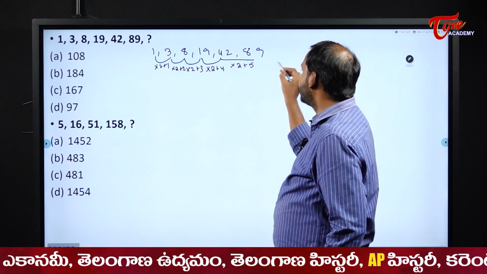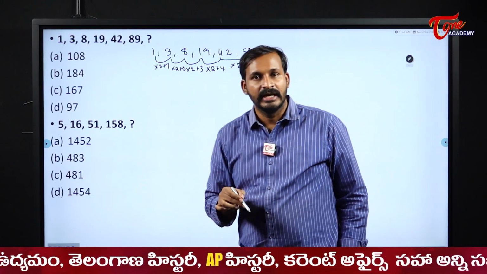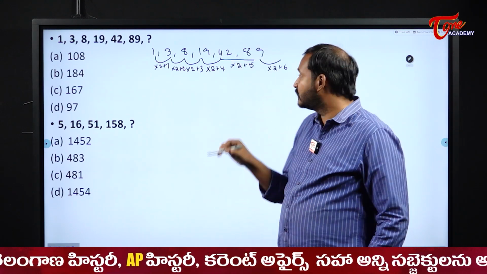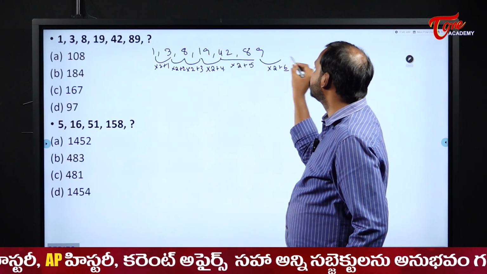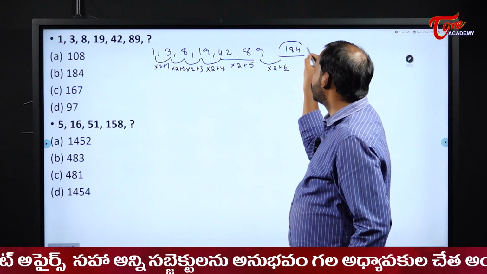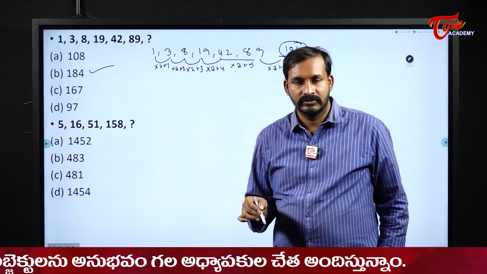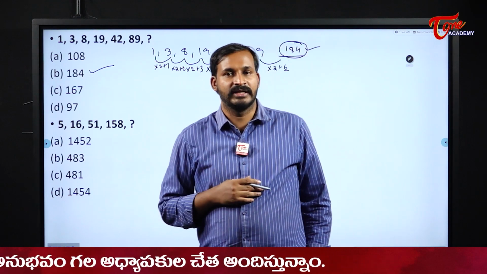So here also, what happens to my next one? Times 2 plus 6. 89 twos are what? 178. 178 plus 6, what does it become, students? 184. So here our answer will be 184. So observation is very, very important.